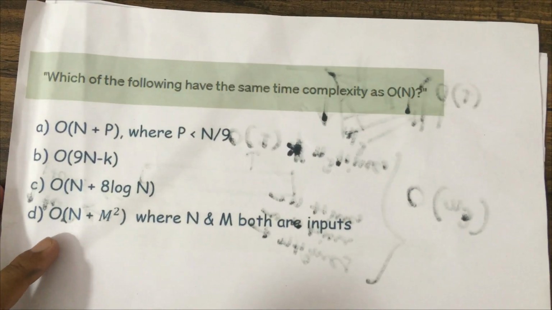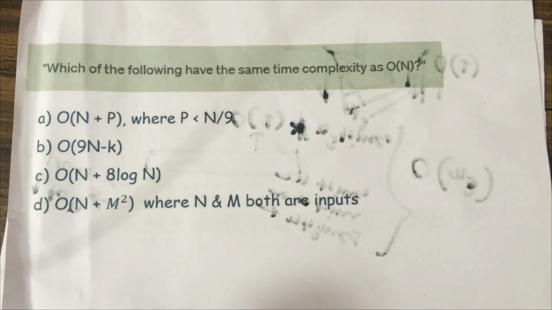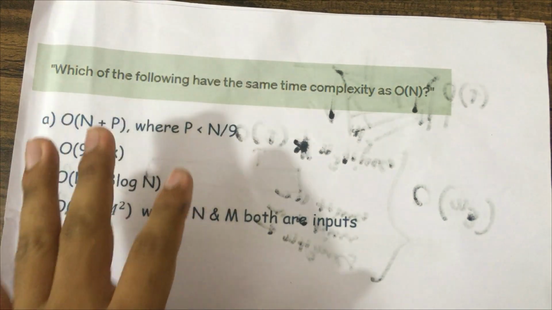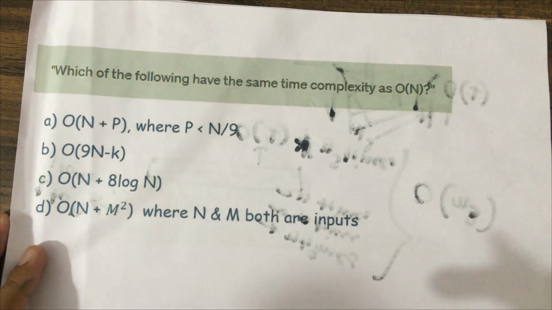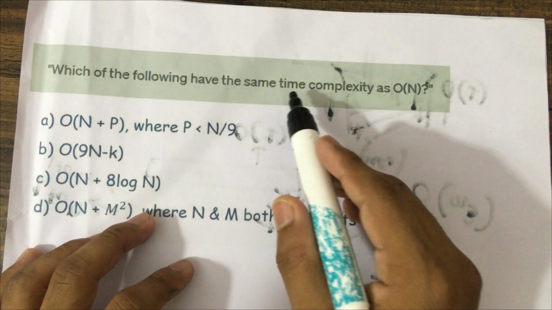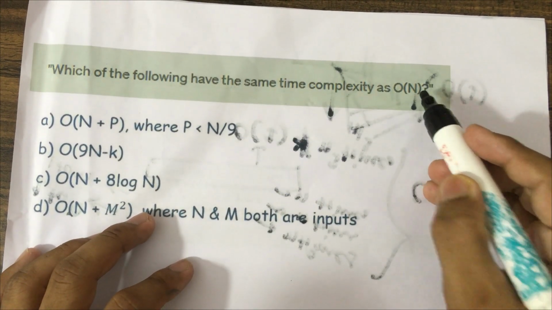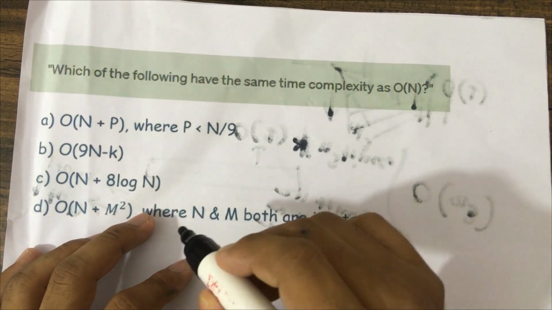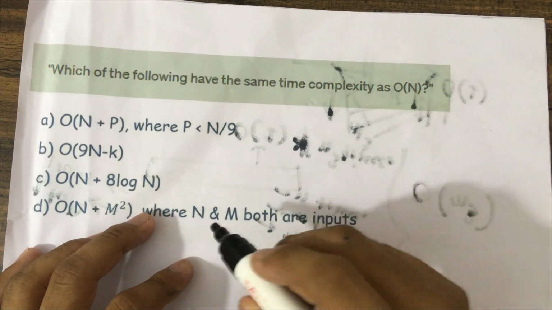So this is practice problem 4, and this is by far the most interesting one, to be honest. It's kind of easy, and it's kind of tricky as well. It's a combination of all of this. So basically the question goes like, which of the following have the same time complexity as O of n? Basically means which of the following has a linear time complexity, like 1:1, right?